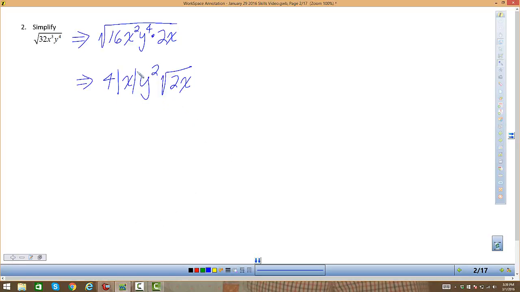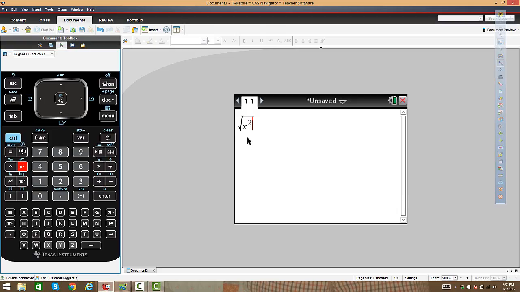So to further talk about why the square root of x squared is the absolute value of x, we'll go to our TI Inspire computer algebra system calculator. So I have the square root of x squared, and it does give me the absolute value symbol. And we can see that graphically as well.